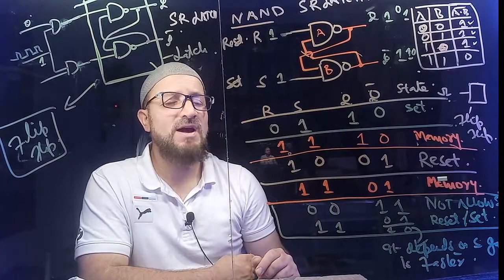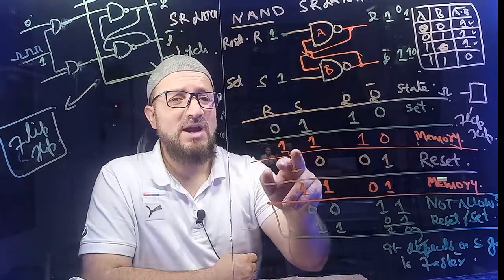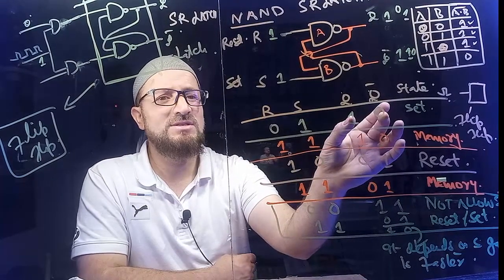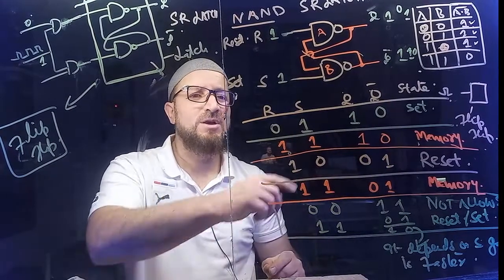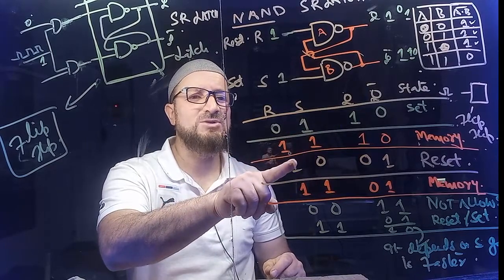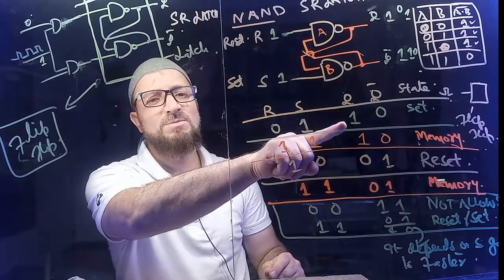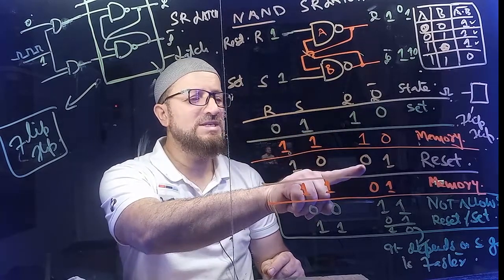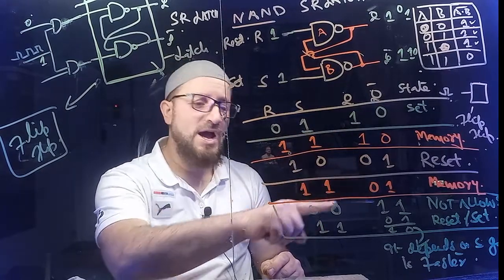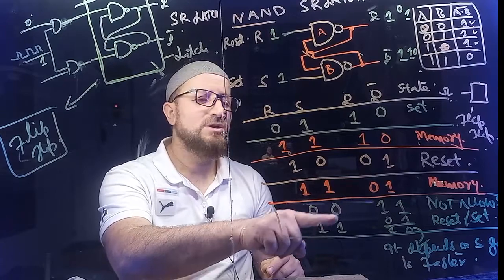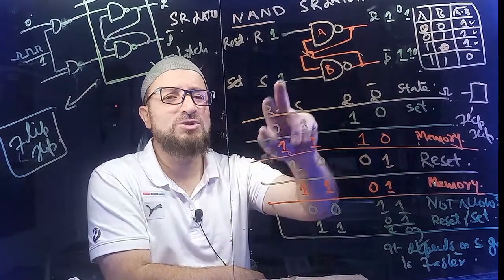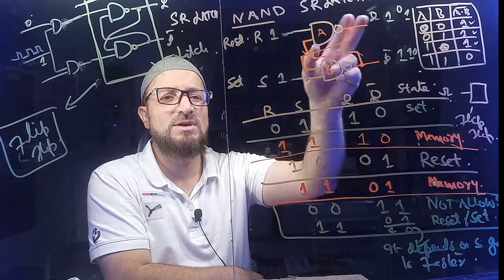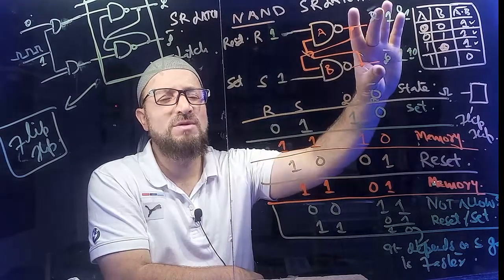Same way, if I have the 1, 1 state, the 1, 1 state remembers the previous. That is where the latch comes in. So if it's a 1, 1 state, as you see here, it remembers what was the previous output. If it was set, it remains set. If it was reset, it remains reset. And if it is a 0, 0 state, because one of the inputs is 0, output 1, then both are 0, 0, output both will be 1, 1.